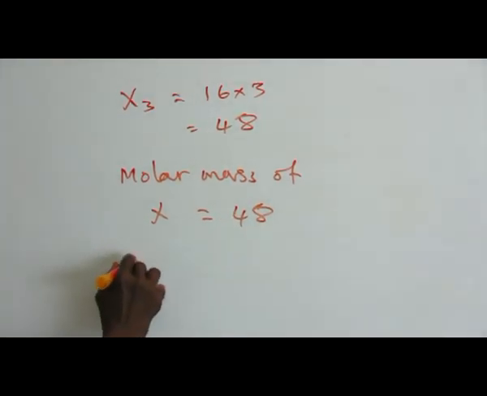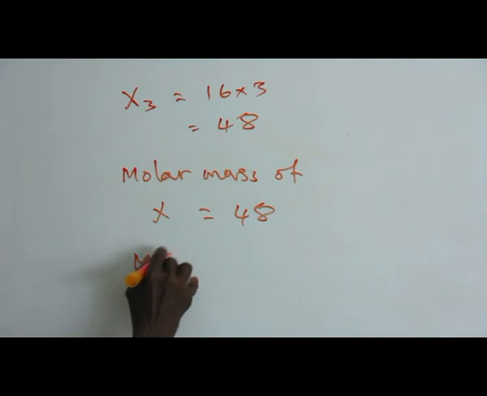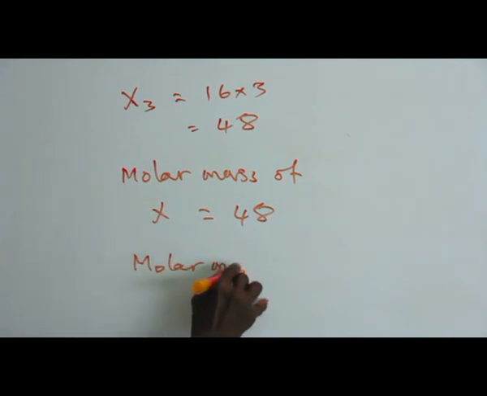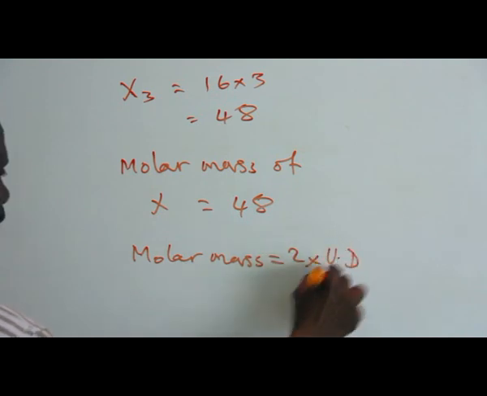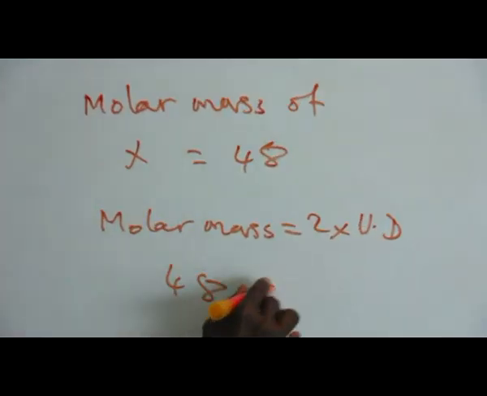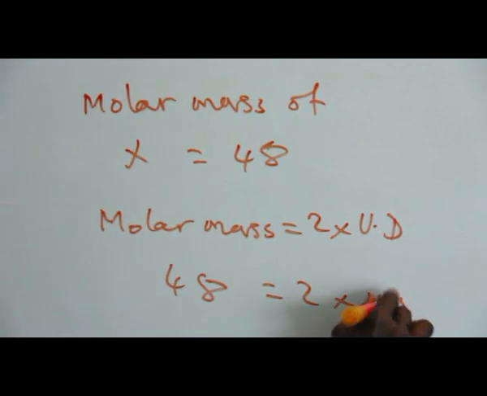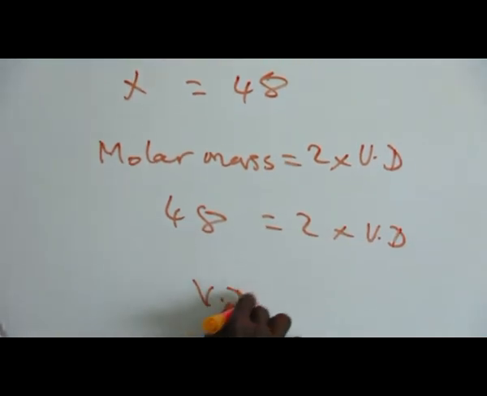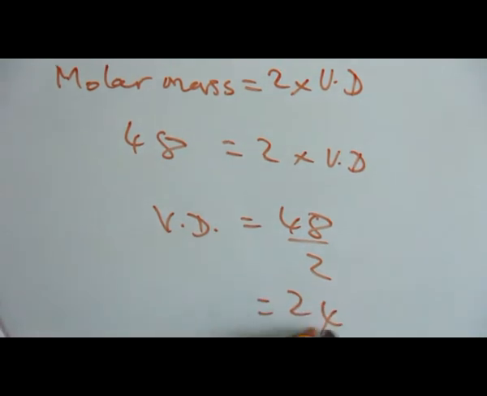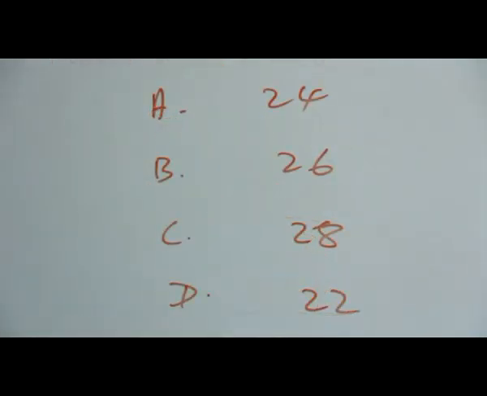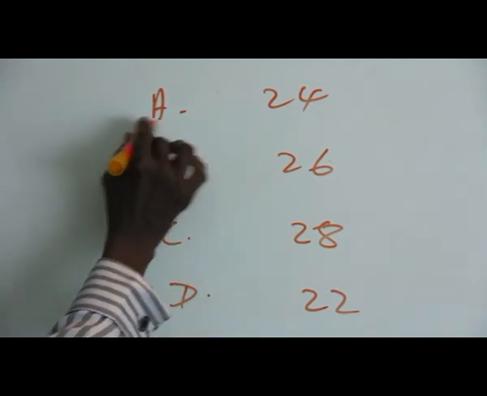But molar mass is equal to 2 times vapor density. So 48 is 2 times vapor density. And so vapor density is 48 divided by 2, which is 24. From the explanation given above, the correct option is A, 24.